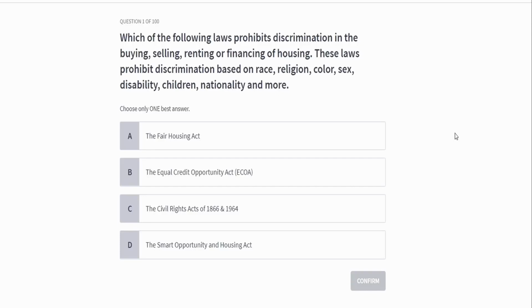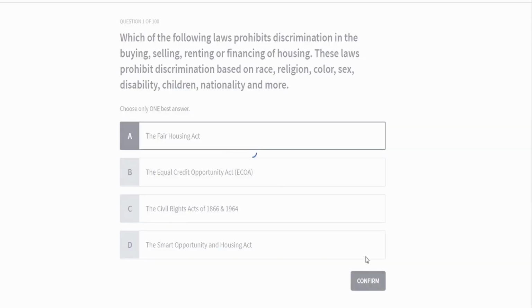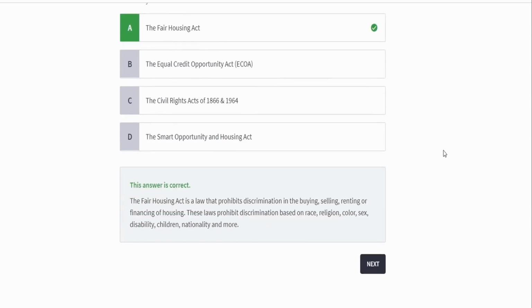Hopefully. This one's a pretty straightforward one. The correct answer for this one is A. It is the Fair Housing Act. The Fair Housing Act is the law that prohibits discrimination in the buying, selling, renting, or financing of housing. These laws prohibit discrimination based on race, religion, color, sex, disability, children, nationality, and more. It's super important to understand fair housing laws for the exam, so hopefully you guys got this one.